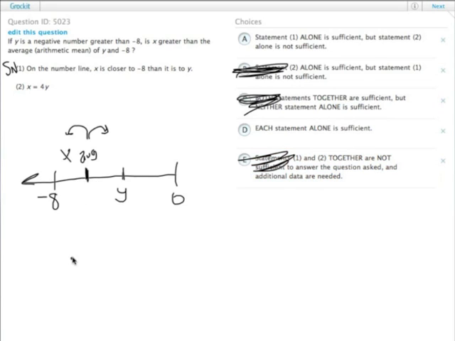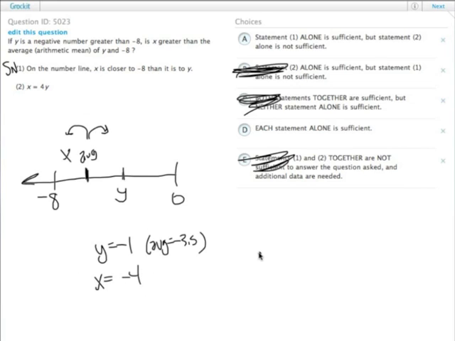Statement 2 tells us that x equals 4 times y. So here, let's just pick some numbers. Let's just say that y is equal to -1 and x is equal to -4. The average of y and -8 is what is it? -7 halves, which is -3.5. So in that case, the average equals -3.5. Here, in this case, x is not greater than the average of the two.